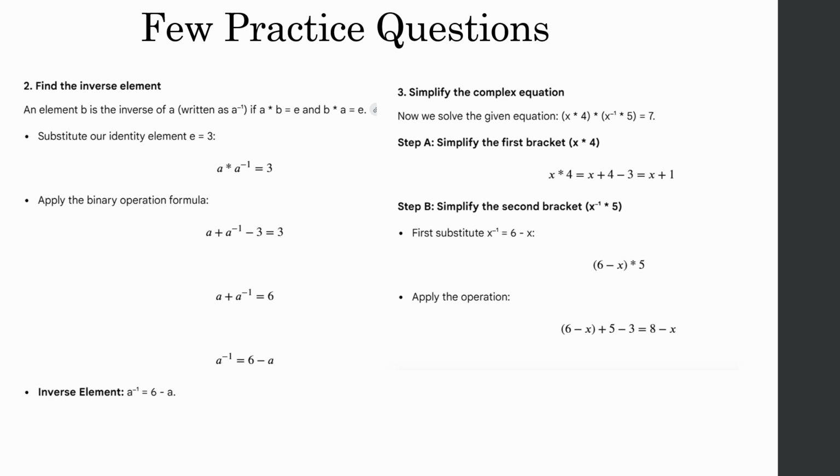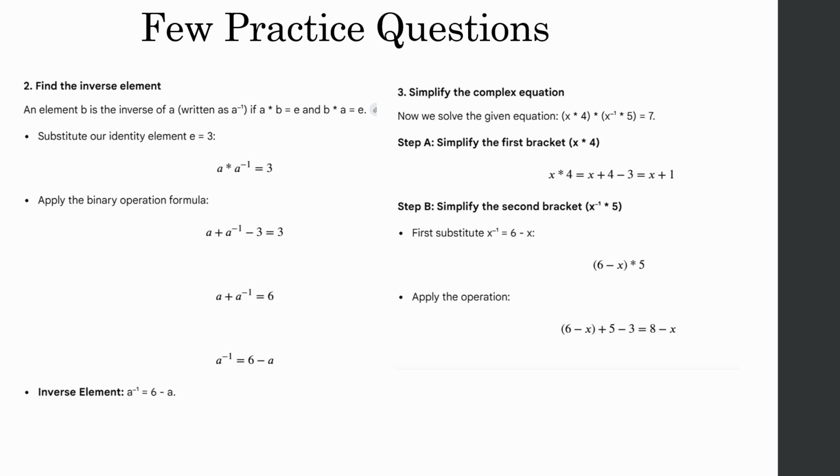let's do the math. a star b is a inverse, so now we'll put a star a inverse equal to e, and then substitute e value as 3. That will become a star a inverse equal to 3. Now substitute this in the original equation, that is a plus a star minus 3 equal to 3. Now move minus 3 to the right hand side. You will get a plus a inverse equal to 6.